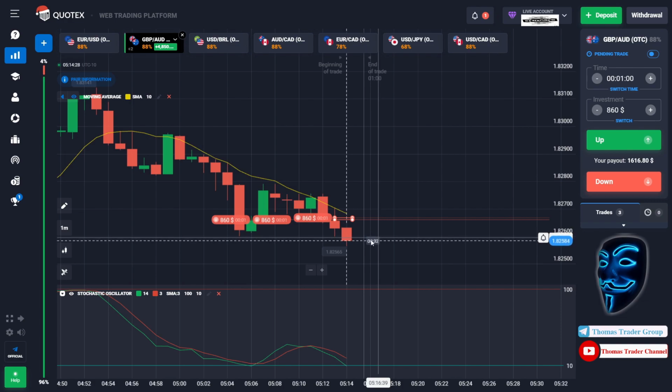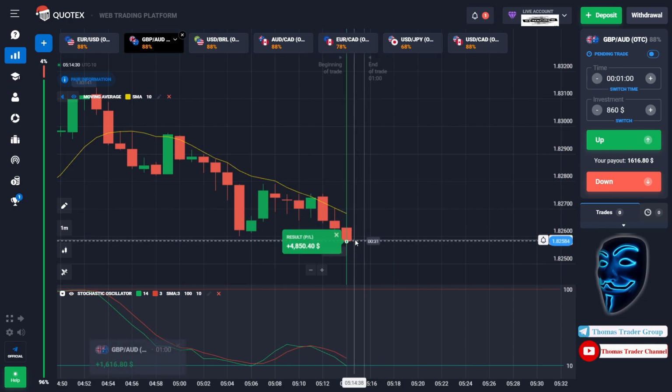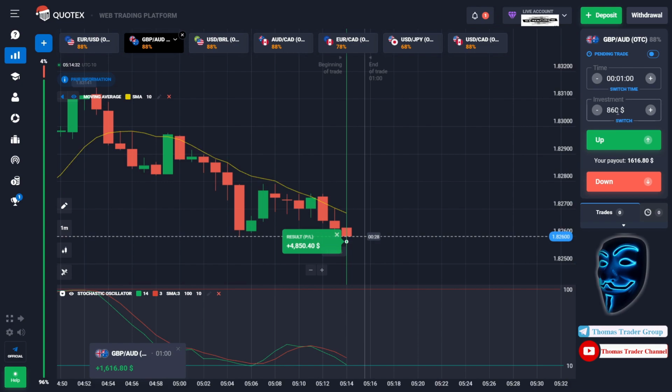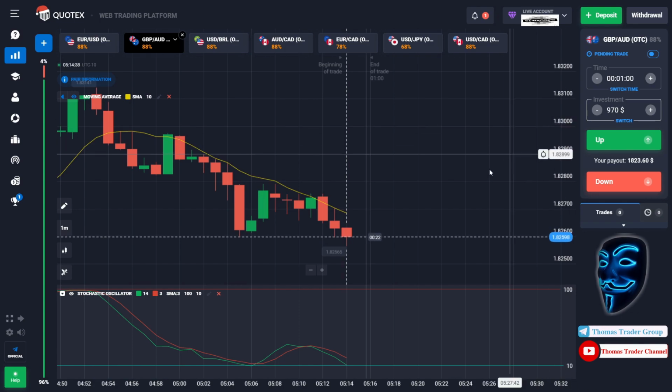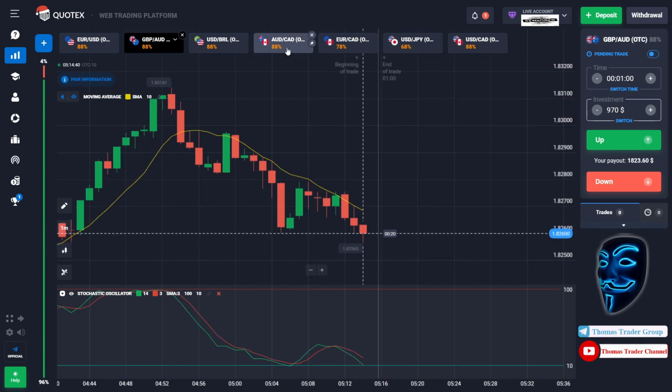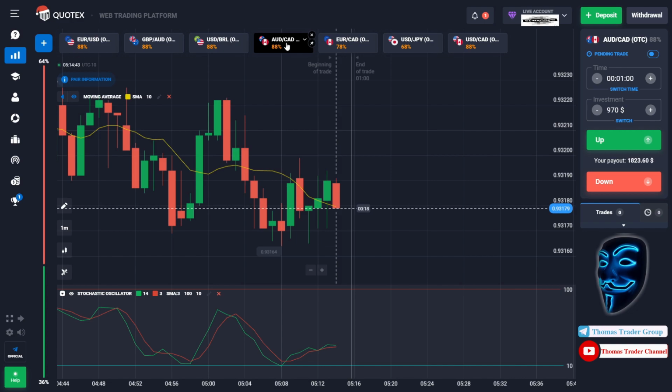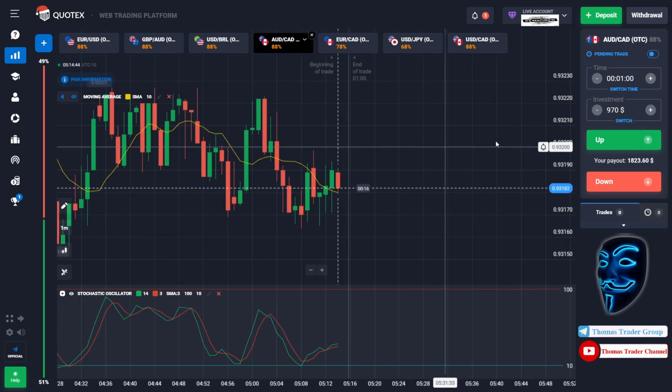We made a right prediction over here. We made a profit of $4,800. Let's divide it into 5. We will open 5 positions of $970 in the next open position. Let's find the other market. And over here we can open buy for 1 minute.